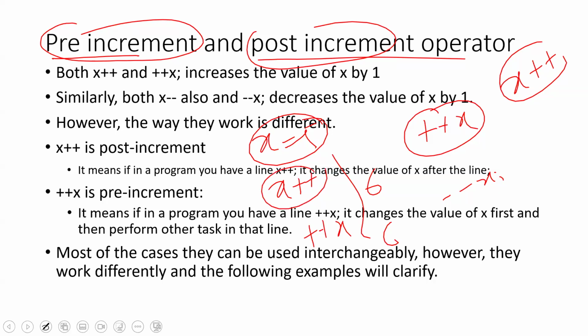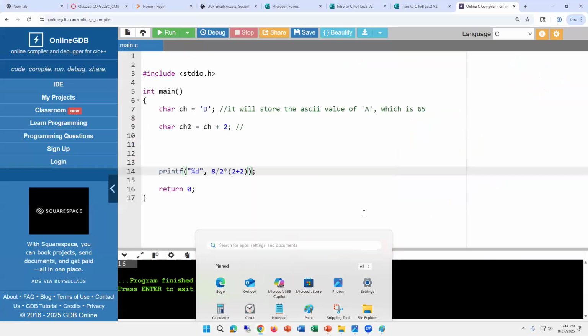Post means what? When you complete the line, then you see the effect. If it is pre-increment, you will see the effect in the same line when you are working on it. So how can I see the effect? If it is a single line, then you will not be able to see the effect because you see the result afterward anyway. But if you do multiple things together in a single line, then you will see the difference. Let me show you an example, okay? An example will clarify. Let's go back here.